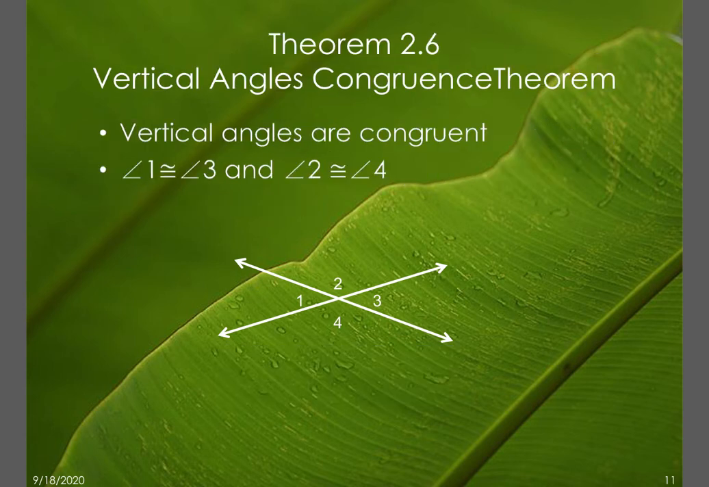And then we take it one step further now. And now we say the vertical angles congruence theorem, which we shorten into VAT, vertical angle theorem. Okay? And that says all vertical angles are congruent. So the definition just says what they are. The actual theorem says that they're congruent.